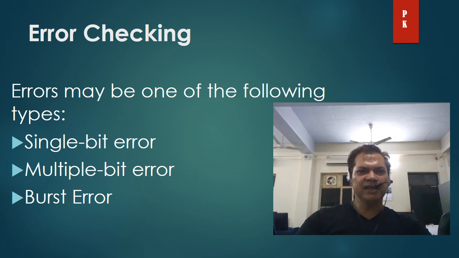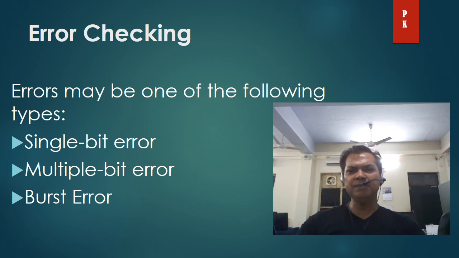Now we'll see error checking. There may be different types of errors that occur during data transferring. There are three main types of errors that generally occur. It may be a single bit error, when only a particular bit changes its position during the data transfer.